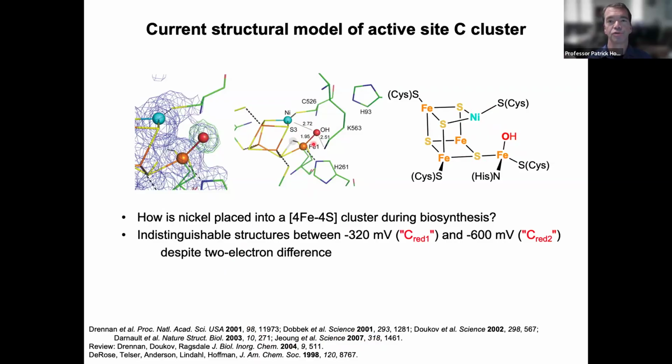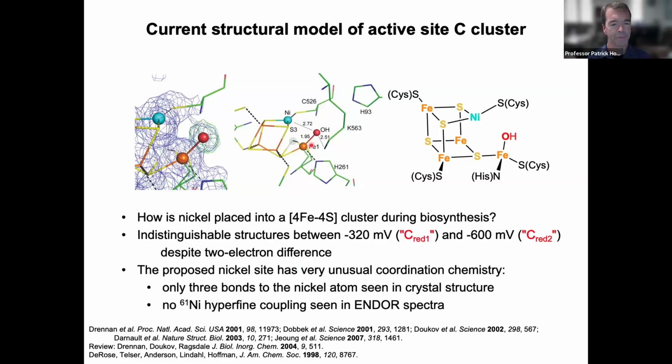These are two reduced forms of the C cluster that differ by 2 electrons, and that's been shown by Steve and others quite a while ago. But the structures being indistinguishable despite being 2 electrons different is a very strange phenomenon that requires more thinking. And the other thing about the model that's strange to us is that this nickel has only 3 bonds to it. That's rarely found in nickel compounds, and strange to find in the middle of a biological cofactor.